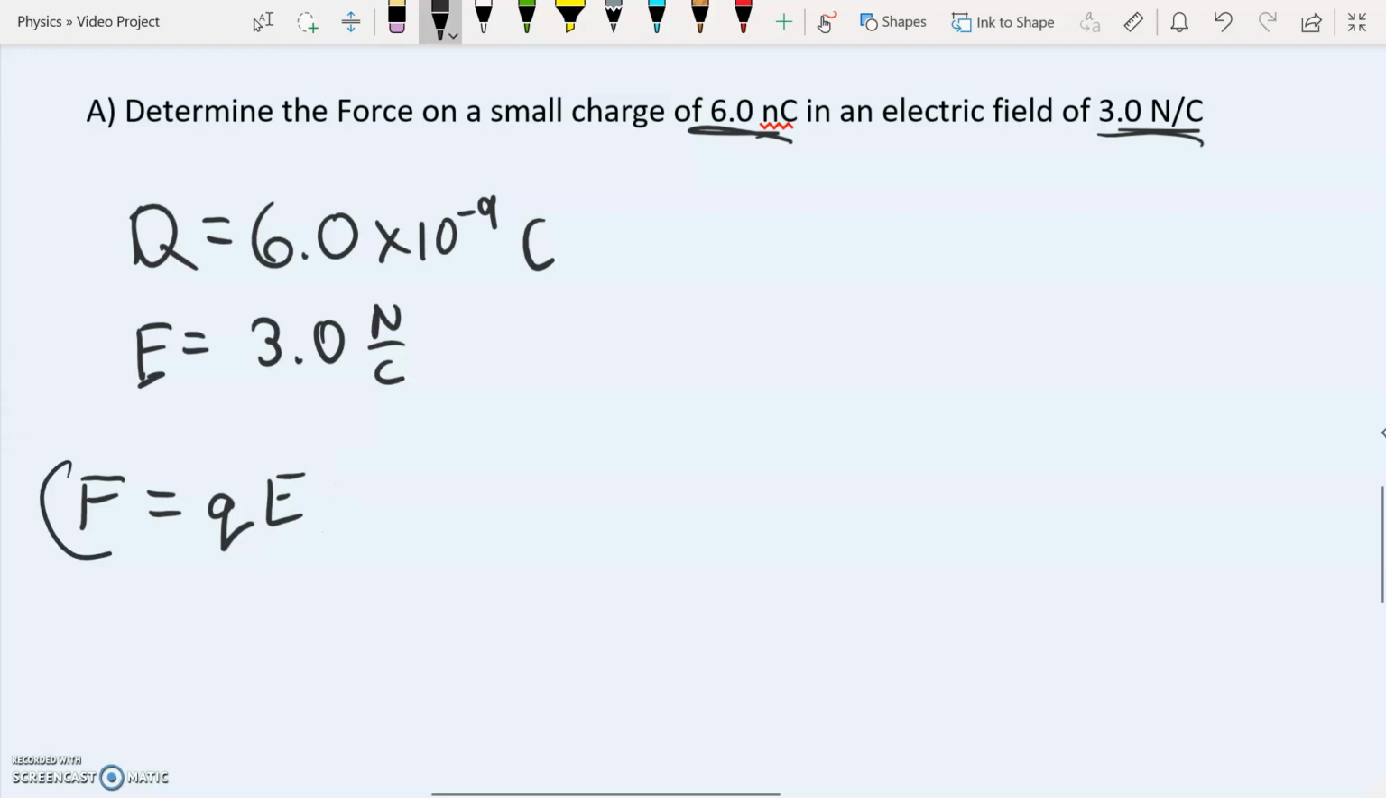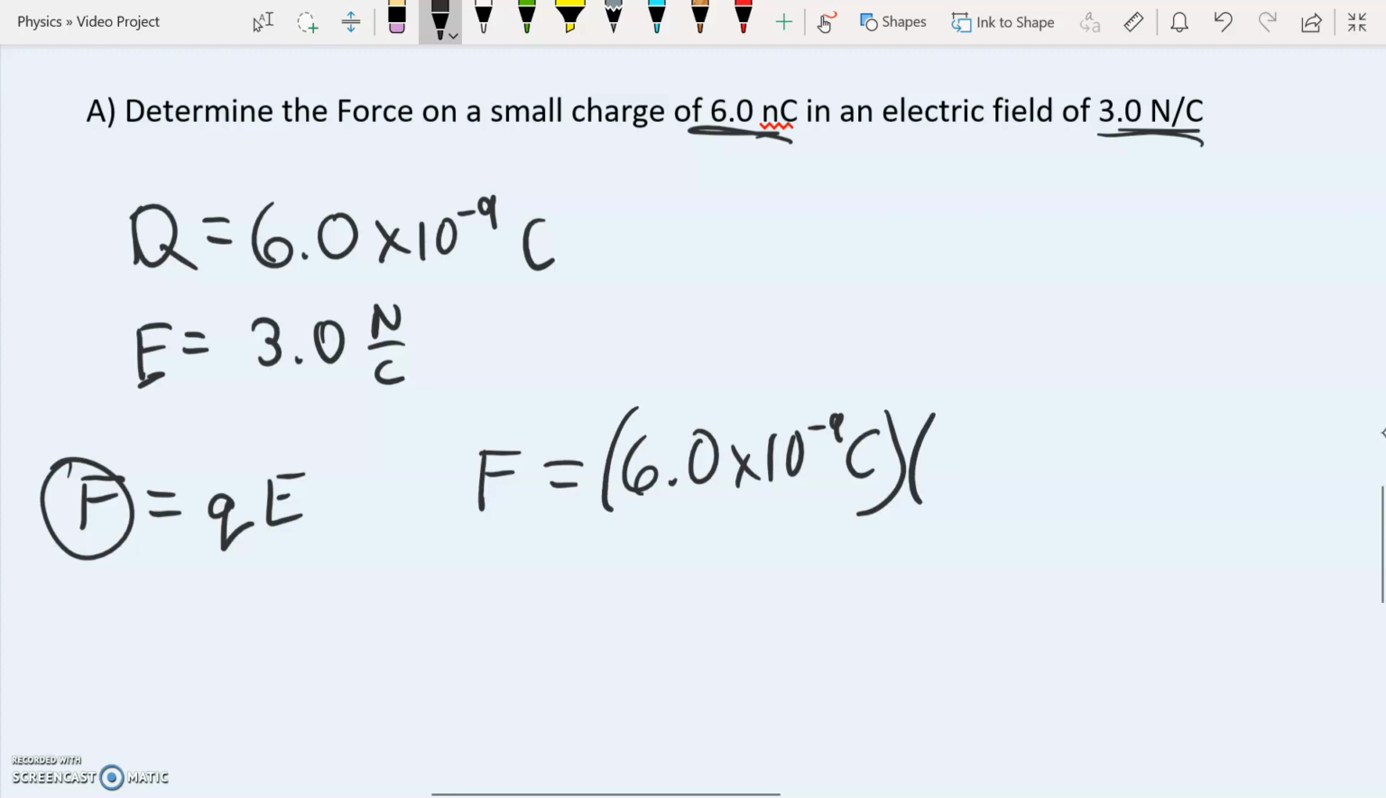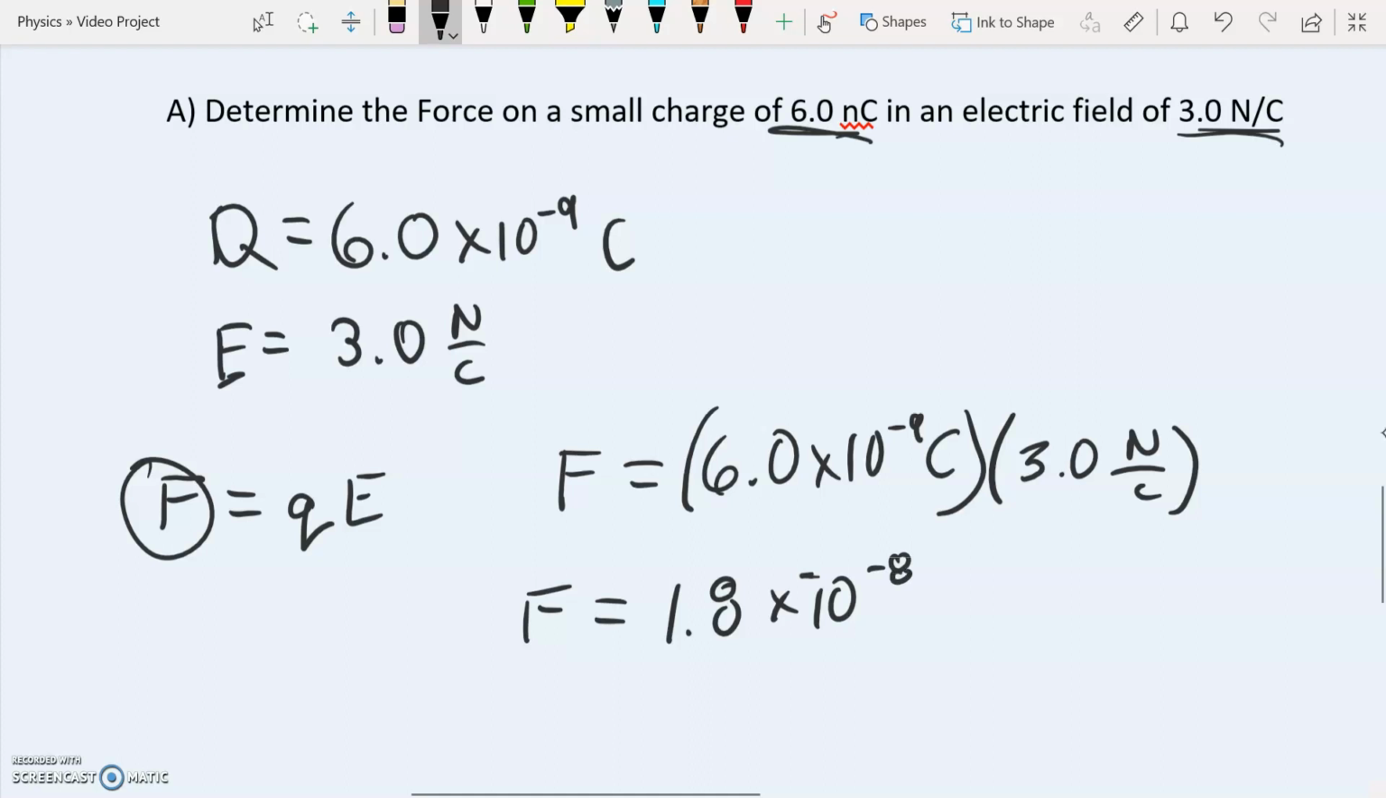We're determining the force from this equation, so we will write it out as F equals Q, which we know to be 6.0 times 10 to the negative 9th coulombs, multiplied by the electric field, which is 3 newtons per coulomb. And we'll find our force to be 1.8 times 10 to the negative 8th. And that's always in newtons.